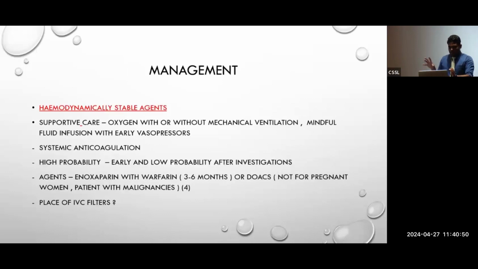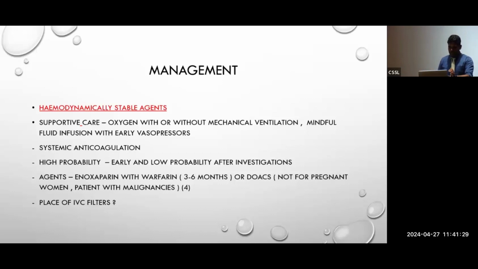If the patient is hemodynamically stable, then the cornerstone of management is systemic anticoagulation, just like in DVT, together with supportive care. You can give oxygen via a face mask if the saturation is less than 92% on air. Otherwise, if even with oxygen the saturation does not pick up, you have to consider mechanical ventilation. And here, very important, you have to give fluids very mindfully. You cannot overload the patient because it will further increase the right ventricular afterload. Therefore, you have to start early vasopressors.